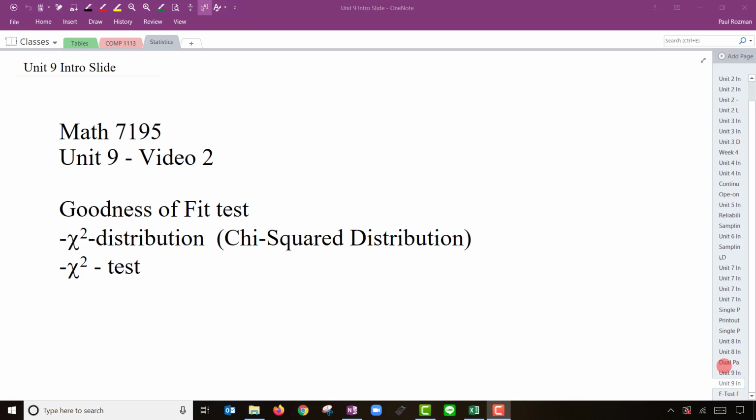Hey, Math 7195, Unit 9 continuing. We're into video 2. We're going to do a new test today. This test is called a goodness of fit test.